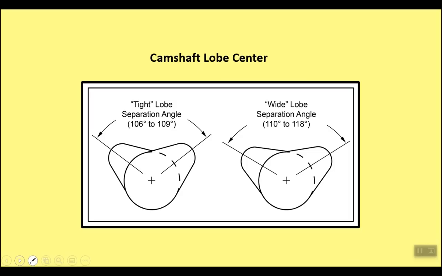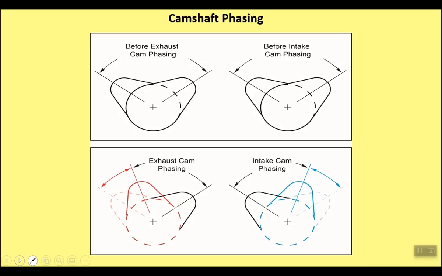Now, the cam lobe centers. If I have a tight lobe, I'll have a 106 to 109 center. That's this angle right here. If I took an angle through the center of the toe, and I do that over here, I would have a wide angle, and this is a 110 to 118. Again, these are stock performance style camshafts. And going from a 106 to a 118 will make a huge performance change on your engine.